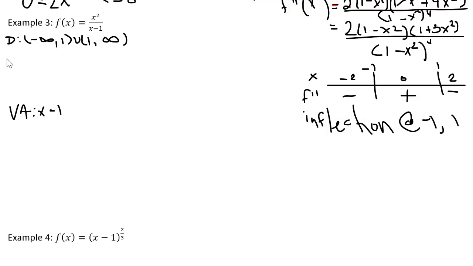Step 2 is to find the x and y intercepts. So if you plug in 0 to this function, you're going to get 0. And that actually represents the x and y intercept both, because there are no other values of x that will make this numerator equal to 0.